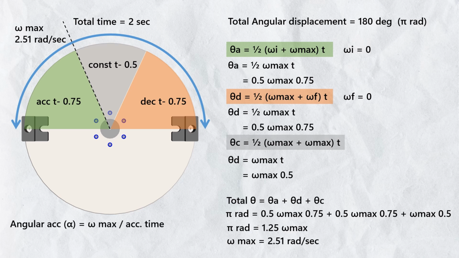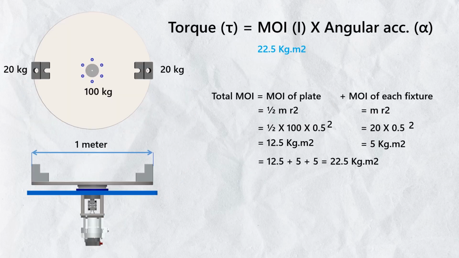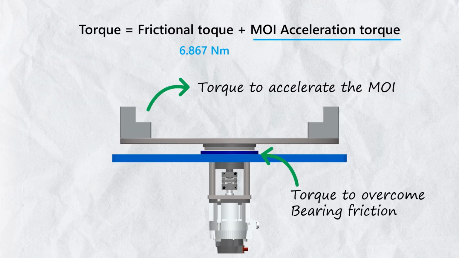So the angular acceleration alpha can be calculated as omega max, 2.51, divided by the time taken, 0.75, for acceleration: 3.35 radian per second square. So the needed torque to accelerate and decelerate this whole indexing system would be the moment of inertia of the whole system, 22.5 kg meter square, into angular acceleration, 3.35 radian per second square, 75.37 Newton meter. And the total torque is 6.86, the frictional resistance torque, plus 75.37, which is 82.23 Newton meter.